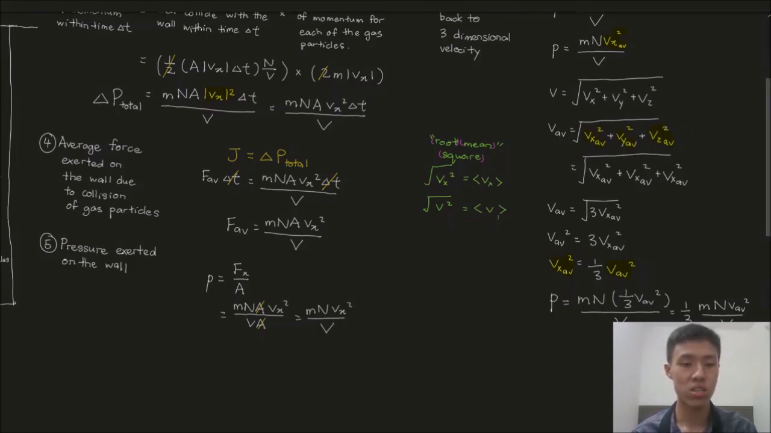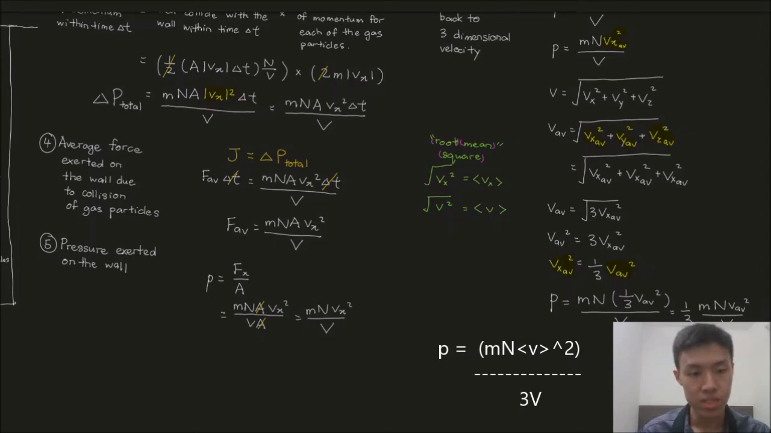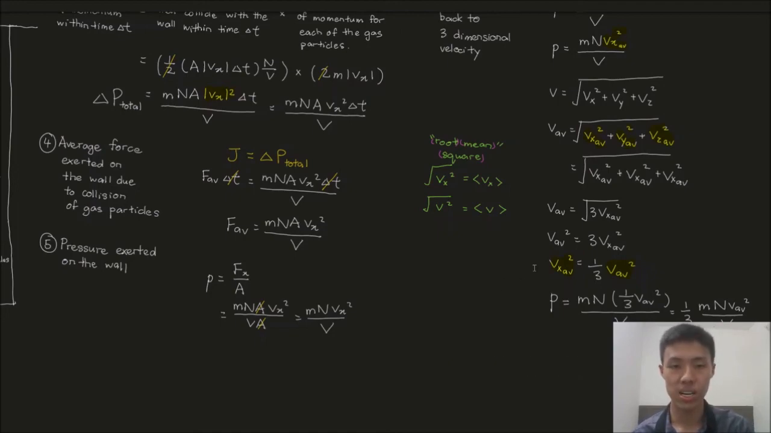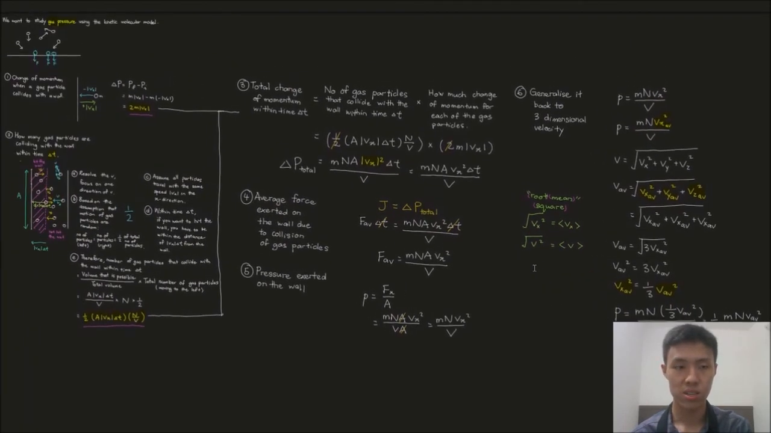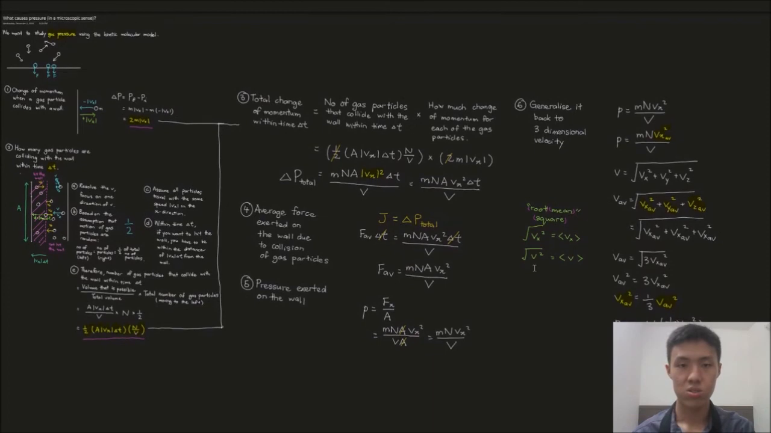That's why this equation now is P equals to 1 over 3 mn V square over V. The V square here is root mean speed square over V. So we have gone through a long way and we are able to arrive at this final equation. So let me zoom all this out to have a bigger picture. So this is what we have done throughout this whole video.